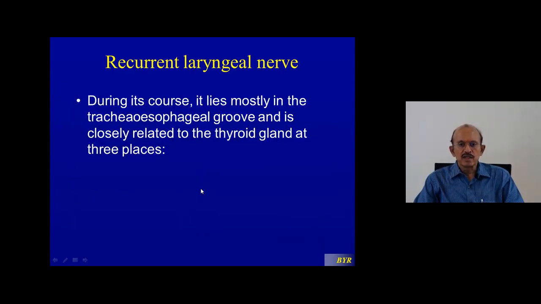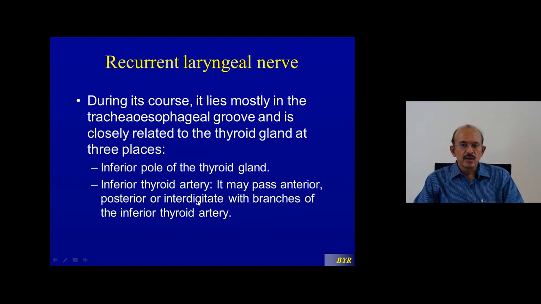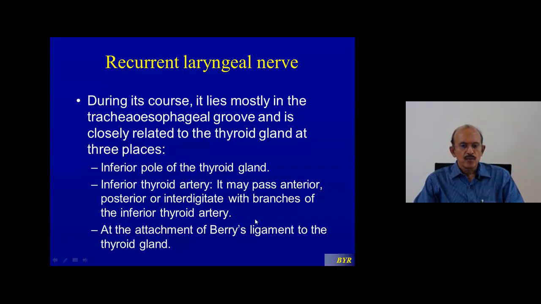During its course, it lies mostly in the tracheo-esophageal groove and is closely related to the thyroid gland at three places. Number one, at the inferior pole of the thyroid gland. Number two, while it's crossing the thyroid, it crosses the inferior thyroid artery. It may pass anterior, posterior, or interdigitate with branches of the inferior thyroid artery. And number three is at the attachment of Berry's ligament to the thyroid gland. So these are the three places where this nerve is related to the thyroid gland.